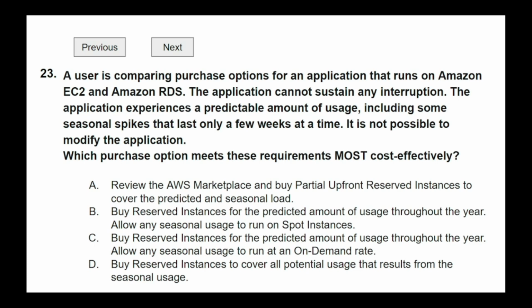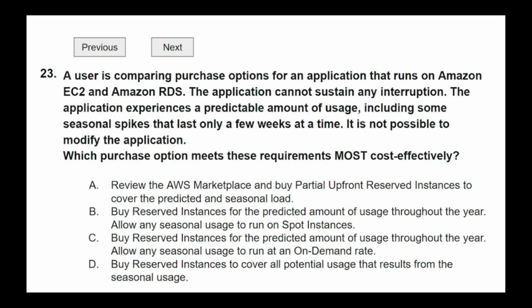Review the AWS marketplace and buy partial upfront reserved instances to cover the predicted and seasonal load. Well, that doesn't make sense. Buy reserved instances for the predicted amount of usage throughout the year. Allow any seasonal usage to run on spot instances. We don't want the seasonal usage to be running on the spot instances.